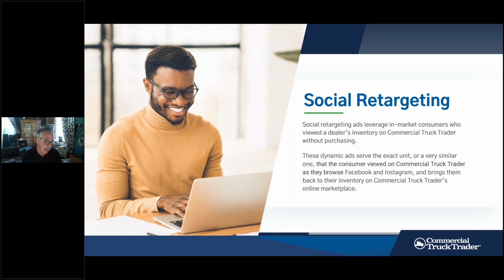So with these dynamic ads, somebody goes on Commercial Truck Trader, then they go to Facebook or Instagram. These dynamic ads serve the exact unit that they were looking at, or sometimes a similar one if that unit has been sold very quickly. So if they looked at a vacuum truck, that vacuum truck follows them around social media. And when they click on it, it goes back to your listing where they originally were. The engagement rate is enormous for social retargeting. And I'm embarrassed to say, I didn't think it would be that way, but it has really grown substantially.